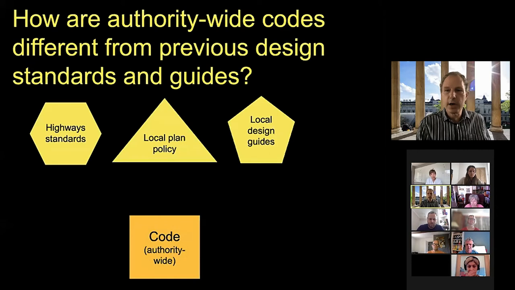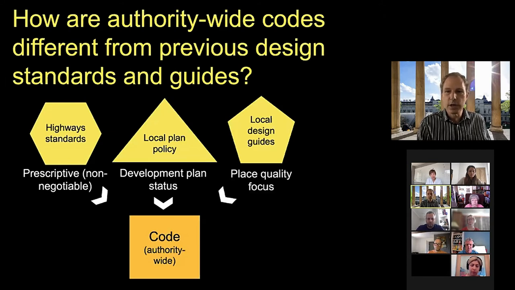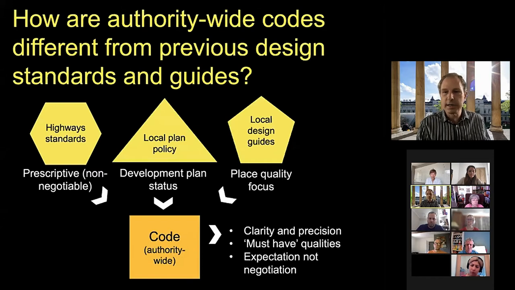So how will the new design codes be different from these? Well, the aspiration should be to combine the prescriptive, non-negotiable qualities of highway standards with the statutory position in the local planning process of design policy and the place quality focus of those local design guides. And to strike this elusive balance, authority-wide design codes should focus foremost and with clarity and precision on the must-have qualities of the desired new places, which should be expressed in an unequivocal manner as statements of expectation rather than negotiation. When this was the focus of the pilots, the monitoring and evaluation revealed that codes can be prepared surprisingly rapidly, albeit that most of the pilots were for sites rather than for whole local authority areas.